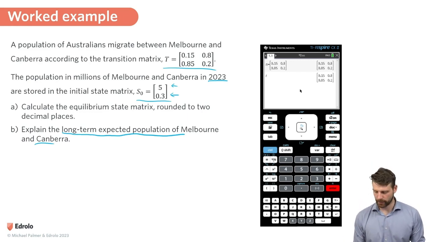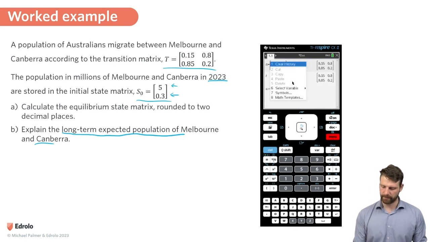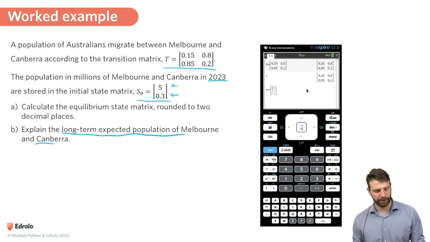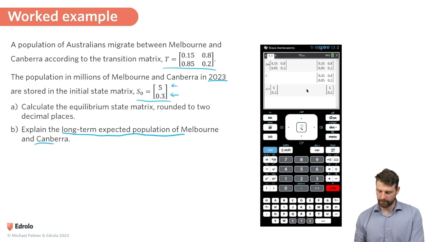Now I'm going to store S as well as S0. So let's do S and Control Define, and we'll put a matrix in. We're going to need a 2 by 1 matrix, and we're going to store that as 5, 0.3. Now I've got T and S stored, and I want to calculate the equilibrium state matrix. So I'm just going to throw in 10 and see what happens. So let's take T to the power of 10 times S.